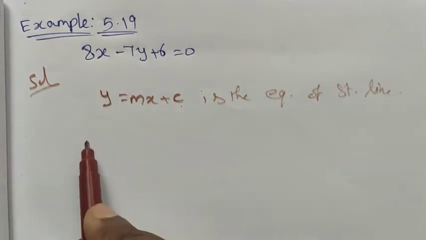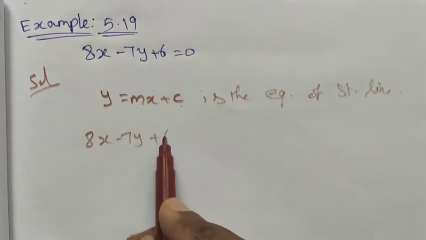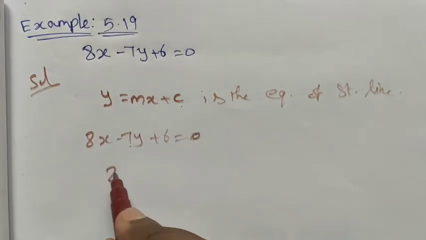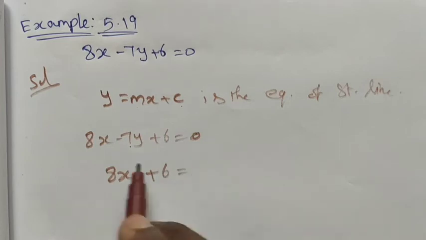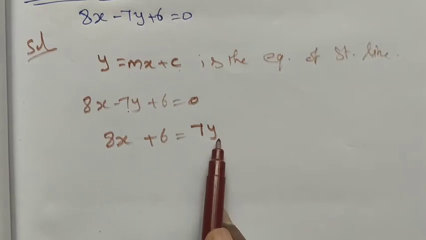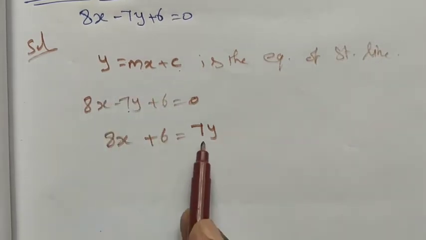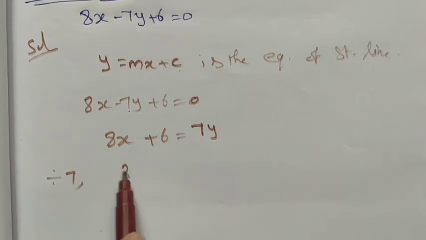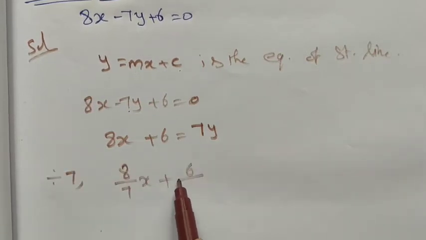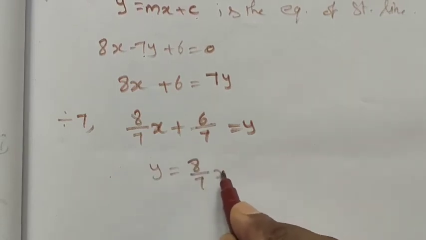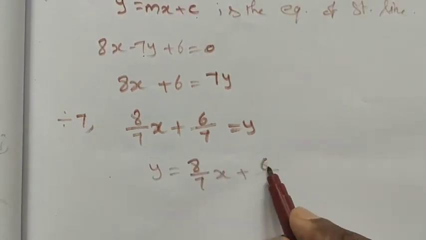So I take 8x minus 7y plus 6 equal to 0. I take this 7y to the other side. So we get 8x plus 6 is equal to 7y, right? Now we want to turn it into the form y is equal to mx plus c. So here we need only y, so divide the whole equation by 7. So 8 by 7x plus 6 by 7 is equal to y. Now I rewrite this format: y is equal to 8 by 7x plus 6 by 7.